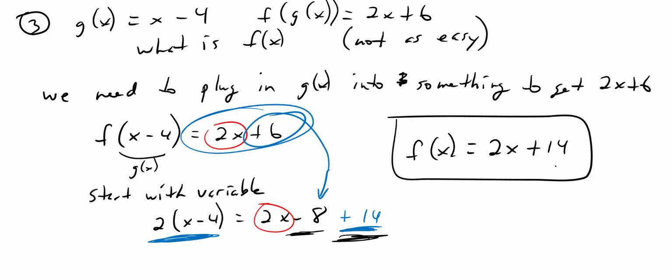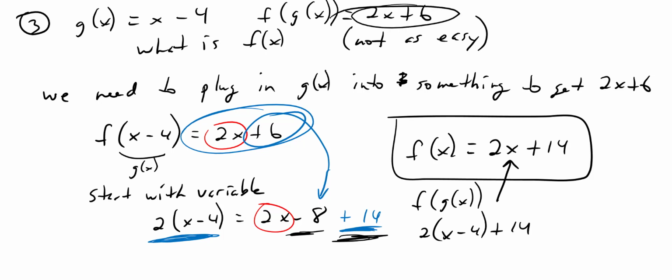Okay, so again, if I do f of g of x, just to check it, I'm going to take the g of x, which is x minus 4, and plug it into there. So 2 times x minus 4 plus 14. That should give me 2x plus 6. So you get 2x minus 8 plus 14, which of course is 2x plus 6. So that checks out.